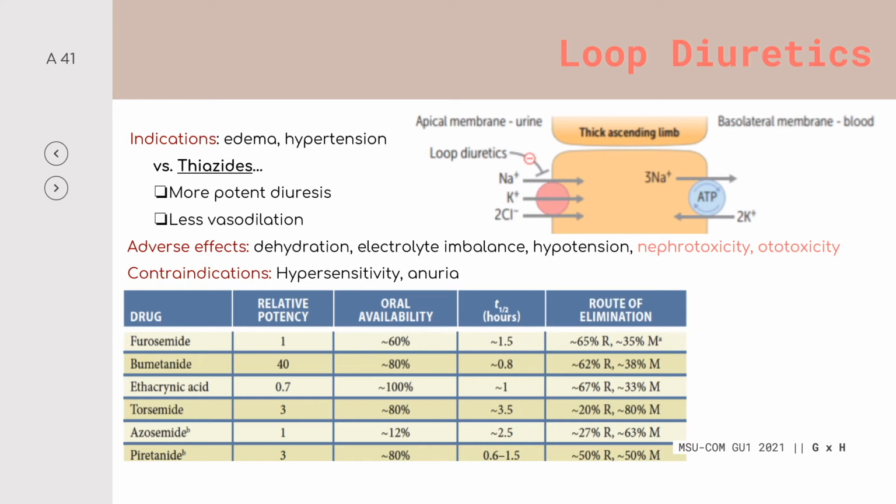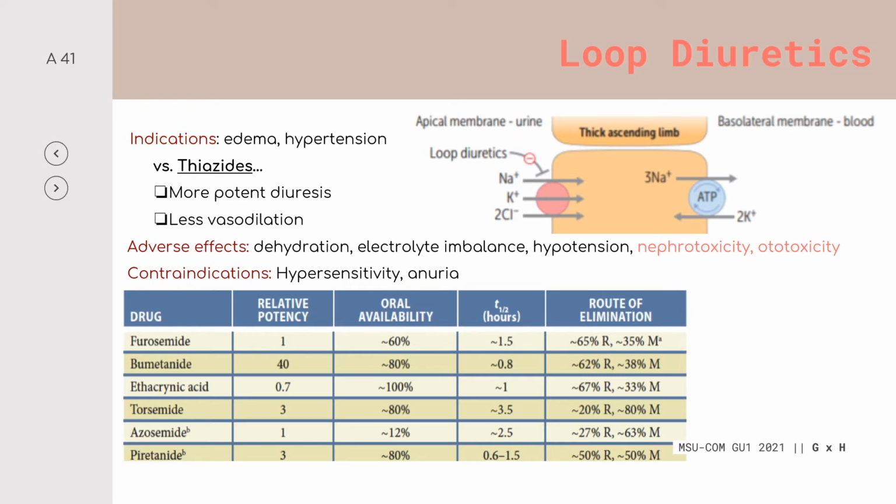Indications for your loop diuretics will include hypertension and edematous states. Furthermore, if you compare it to thiazides, loops promote more potent diuresis, albeit less vasodilation. Adverse effects for loop diuretics are more or less similar to other diuretics. That includes dehydration and electrolyte imbalance due to excess excretion of water and electrolytes. Also included is hypotension due to excess decrease in blood volume.